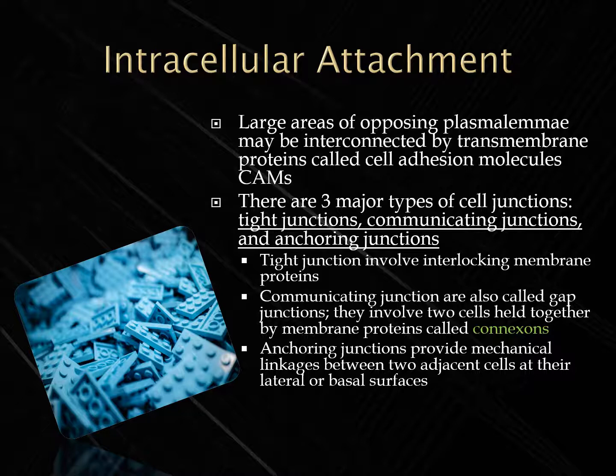Communicating junctions are also called gap junctions. They involve two cells held together by membrane proteins called connexons. 3. Anchoring junctions provide mechanical linkages between two adjacent cells at their lateral or basal surfaces.